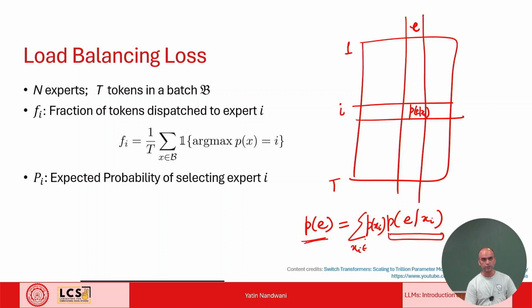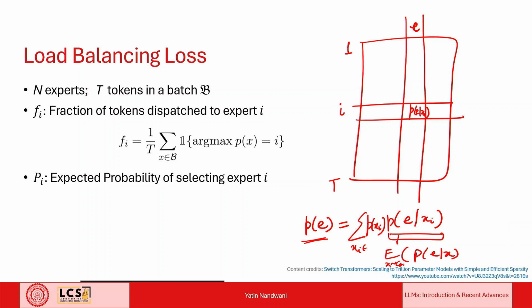This is the expected value, with respect to some distribution, of selecting the token Xi, of the probability of the token Xi in the entire corpus, right? So this is nothing but the expected value of P of E given X. The expectation is with respect to X sampled from, let's say, the entire corpus. Now, how do we compute expectations when we cannot compute the probabilities exactly? Probability of selecting a token, let's say. What do we do? This is the exact expression of expectation.